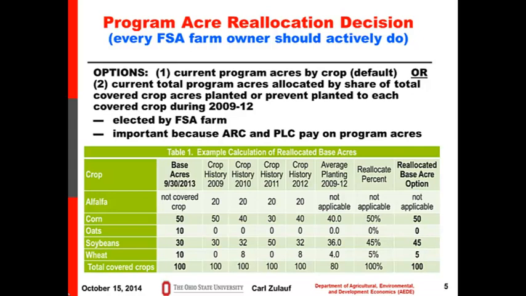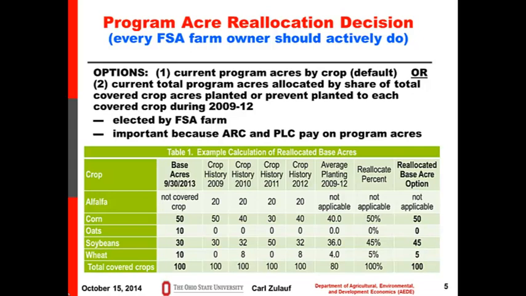So what you would then do is compare. The choices would be to have your current base acre allocation, which is 50 of corn, 10 of oats, 30 of soybeans, and 10 of wheat. Or you could take the reallocated option, which would be 50 of corn, 0 of oats, 45 of soybeans, and 5 acres of wheat. So you would have the choice of, do you want to take on additional soybean base acres and give up oats and wheat base acres?